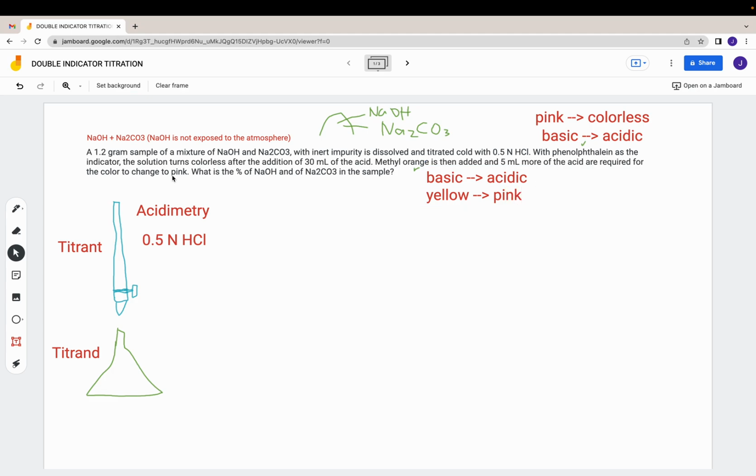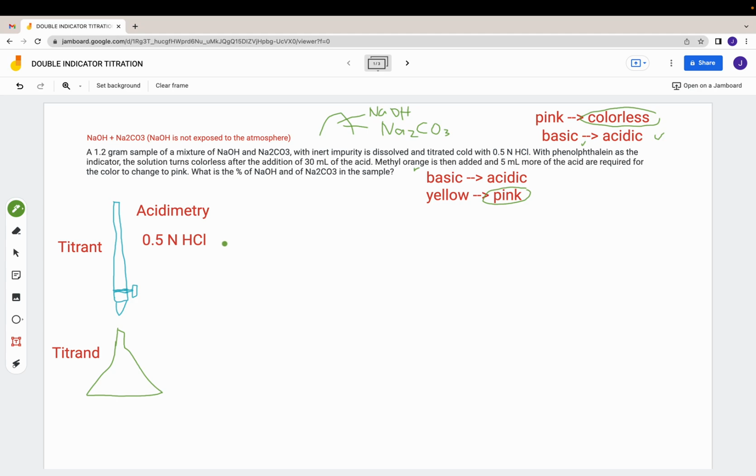When we perform double indicator titration, what we are actually waiting for is the phenolphthalein endpoint going from basic to acidic, so the colorless is what we want to see. After we see your phenolphthalein changing, that's the time when we add your methyl orange indicator, and again add enough of your titrant, in this case HCl, so that we could see a color change from yellow to pink. So the methyl orange endpoint here should appear as a pink solution.